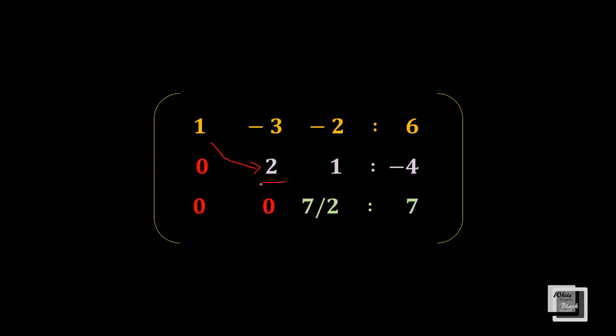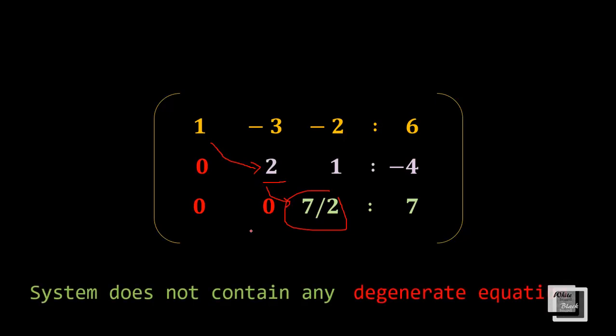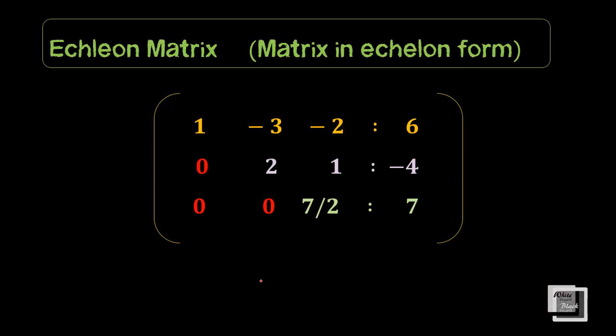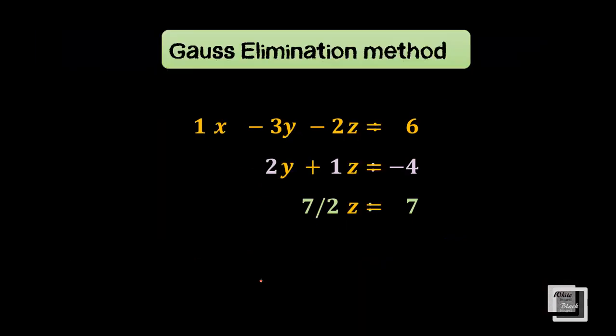Now you can see that every pivot element except one is to the right of the pivot element of the preceding row. Now in this echelon matrix, system does not contain any degenerate equation. There is no such equation in which left hand side equal to 0x plus 0y plus 0z equals to 7. So this system has a unique solution, and we have already found the echelon matrix, and the next step is the back substitution method.